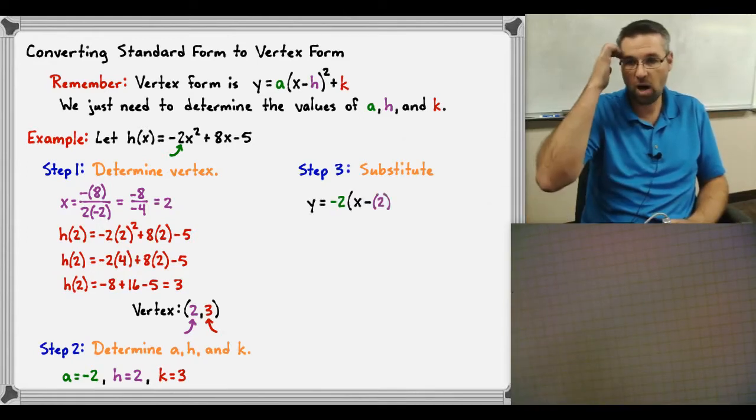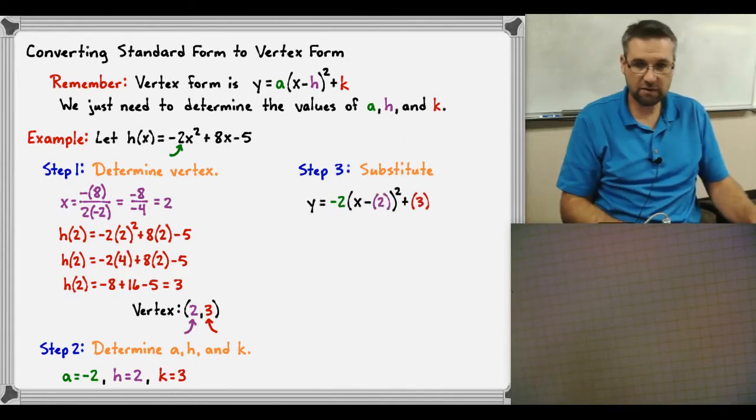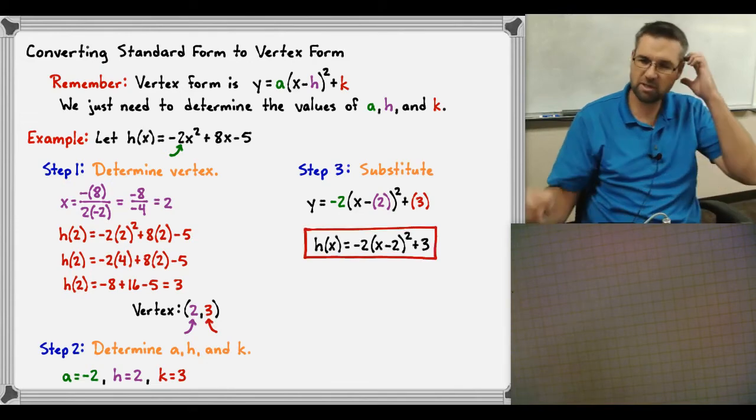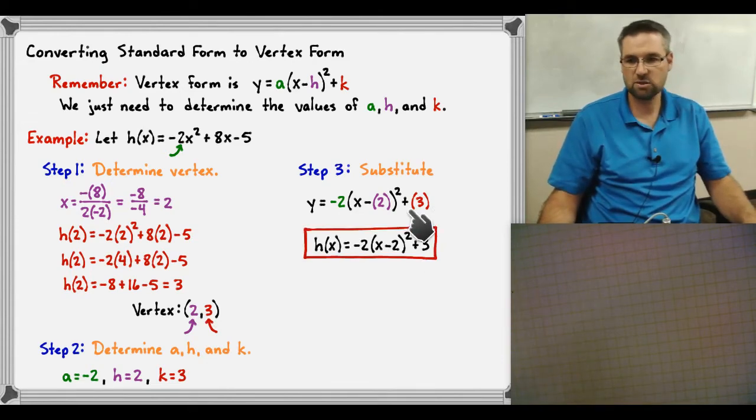So we would end up with y equals negative 2. Negative 2 goes in place of a. Notice I color-coded it. And then the h value is the purple one. So we plug in our h value there. Notice that says x minus 2 squared and then plus the 3. We can simplify that a little bit by getting rid of the parentheses around the 2 and the parentheses around the 3.